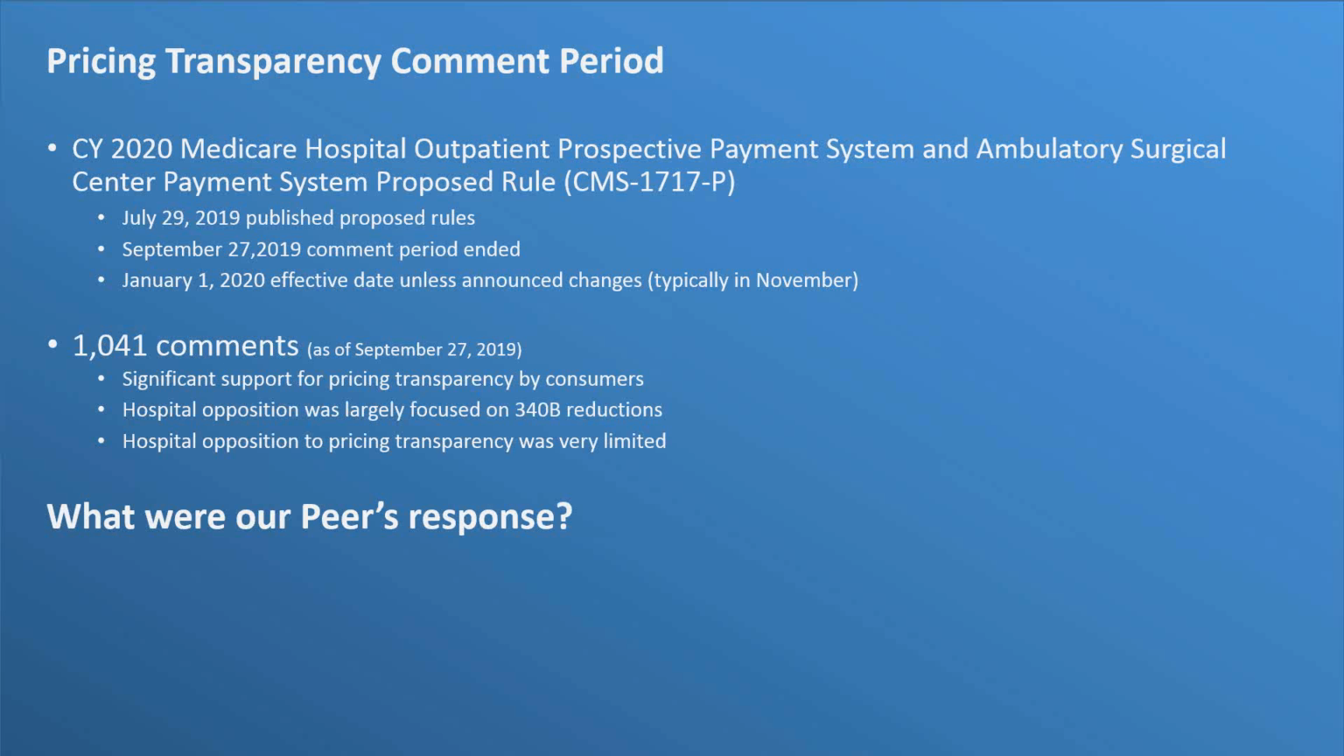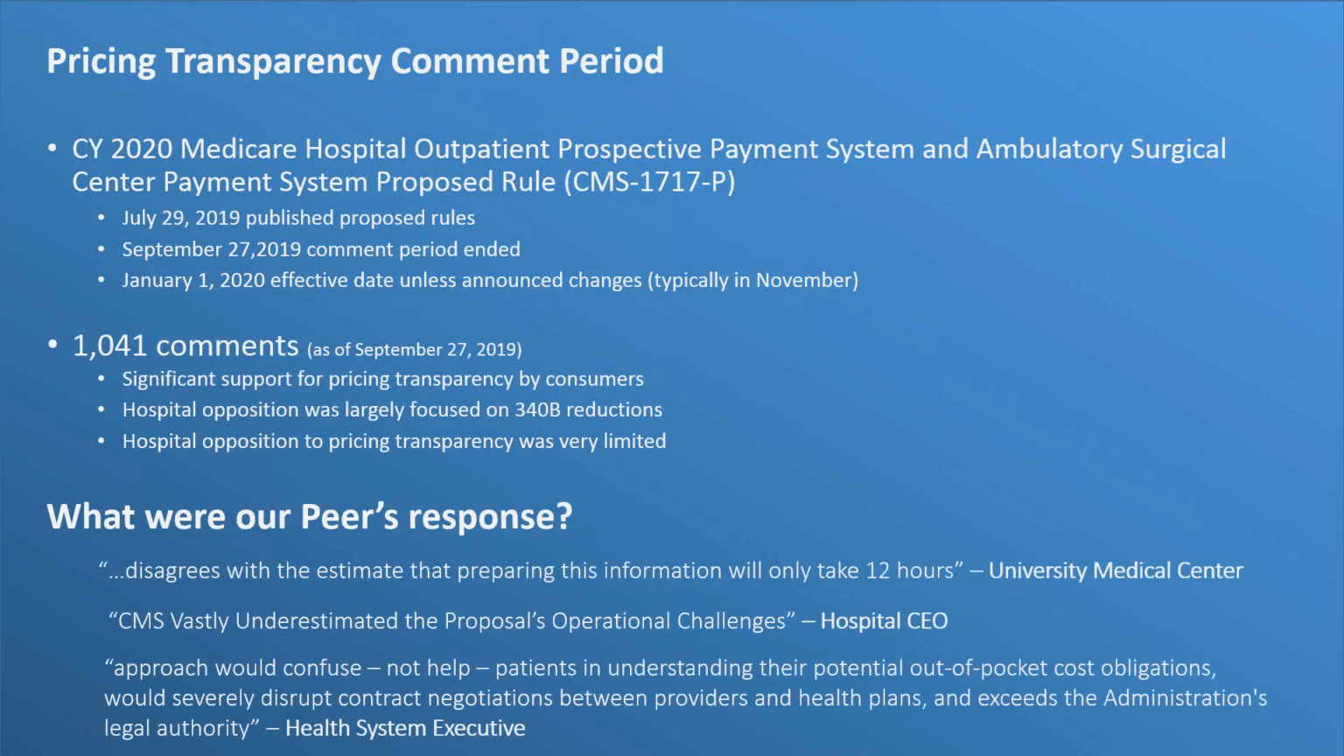At that time, there were over 1,000 comments that had very significant support for increased price transparency. The positive comments, at least, were largely from consumers and patient advocacy groups. Now, in reviewing the comments, the hospital opposition primarily related to the 340B reductions. More specific to the price transparency mandate, we saw that many of the state associations and individual hospitals expressed concerns about the effort and resources that were going to be needed to comply, and that the information may be more confusing than helpful.